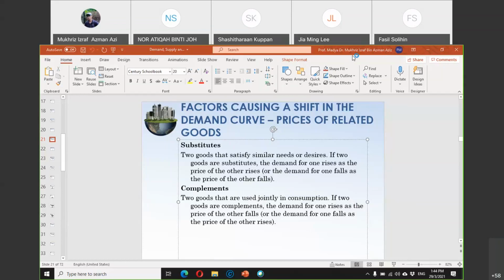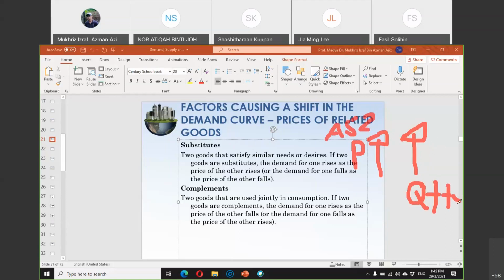For substitutes, the relationship is positive: one goes up, the other one also goes up. If the price of, let's say, Samsung goes up, you must look at the price of one good versus the quantity of another good. You cannot investigate the price of A52 on the quantity of A52. It must be the price of one good and its impact on the quantity of another good.